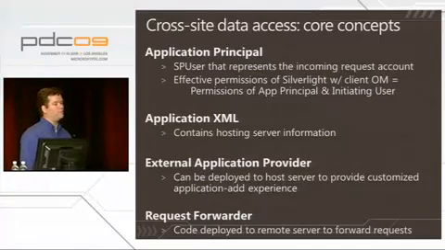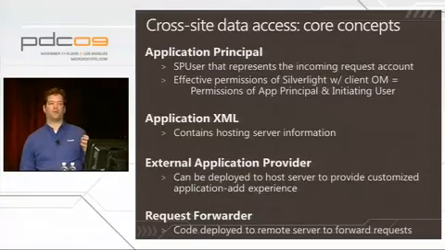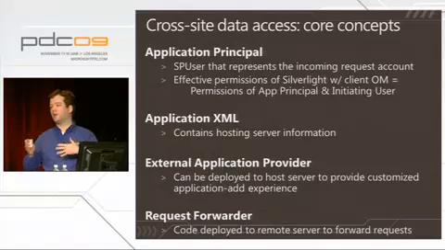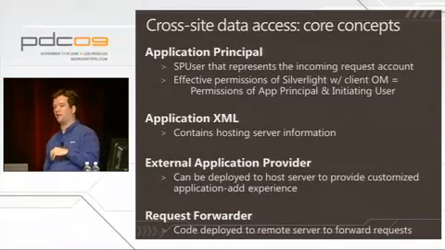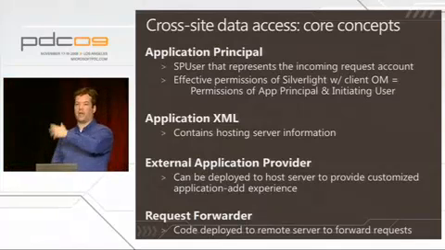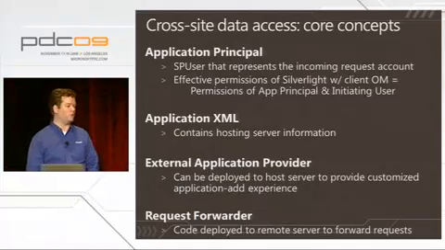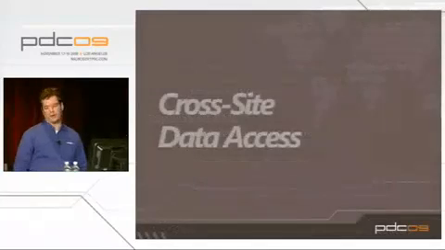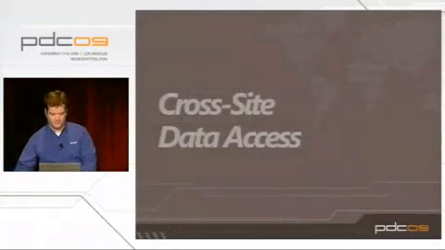And then the final piece is that you have to have a request forwarder. This is a web handler or any sort of redirector that will take those client OM requests on your application server, HTTP Scrum, and then redirect them over to the SharePoint site. So those are the basics of the concepts. Let me show you how this works.